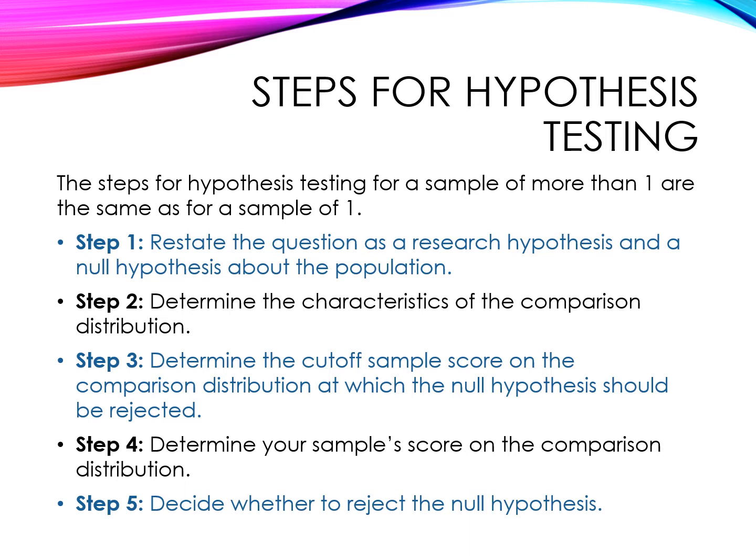Step 2, determine the characteristics of the comparison distribution. Step 3, determine the cutoff sample score on the comparison distribution at which the null hypothesis should be rejected. That was step 3, right? Step 4, determine your sample score on the comparison distribution. And step 5, decide whether to reject the null hypothesis. So let's see how we're doing.